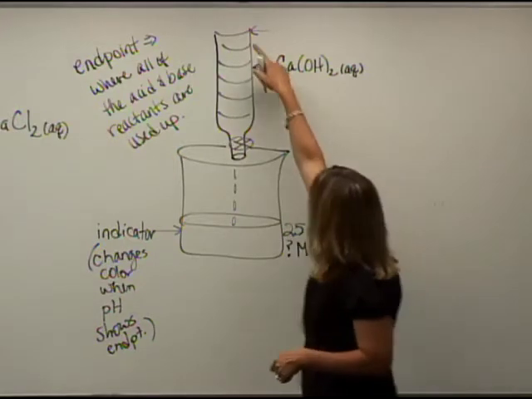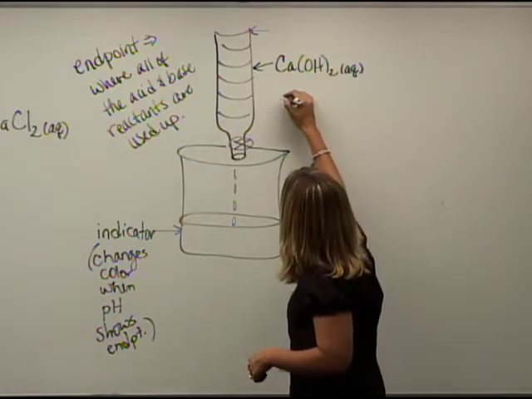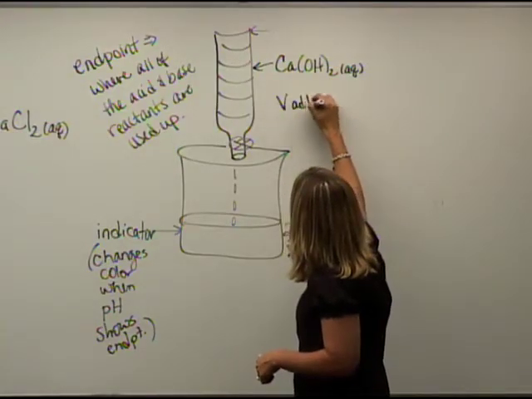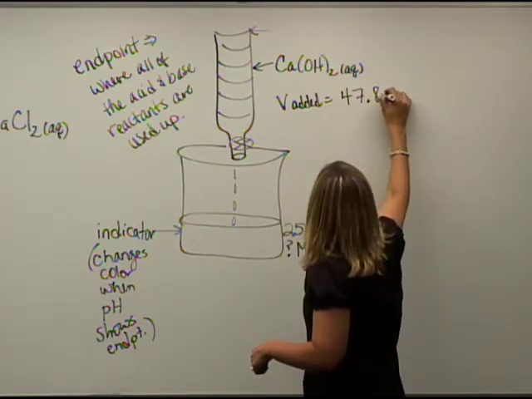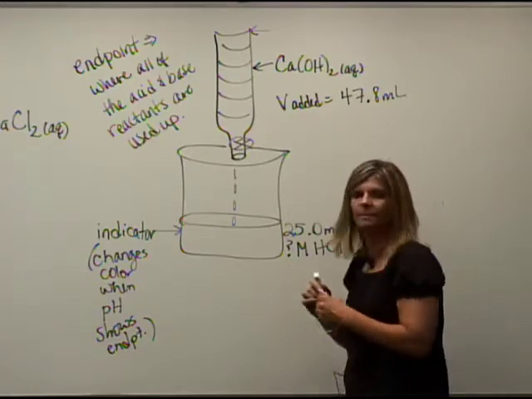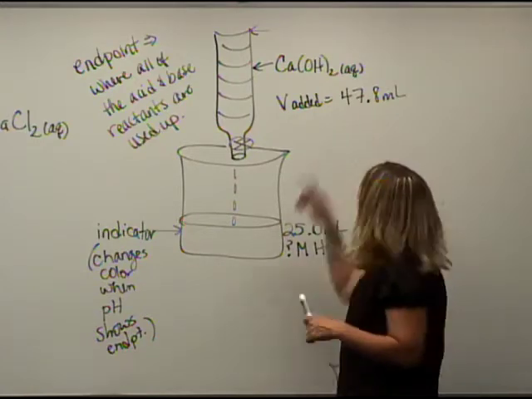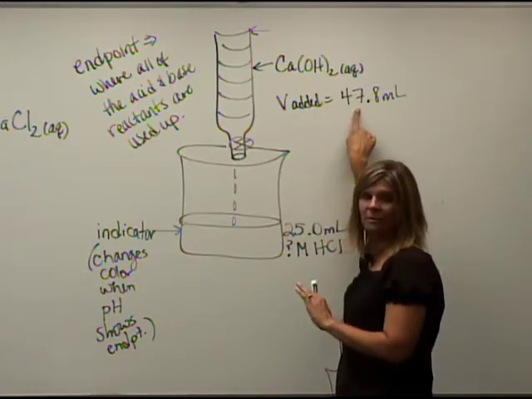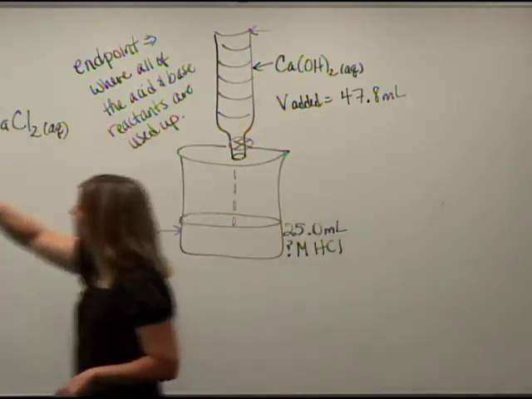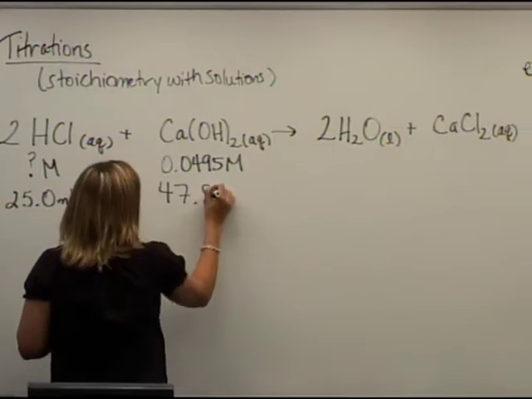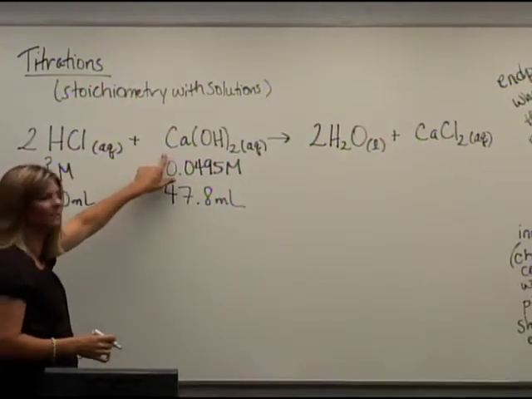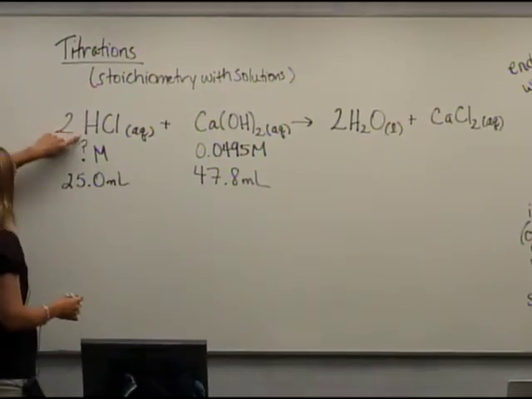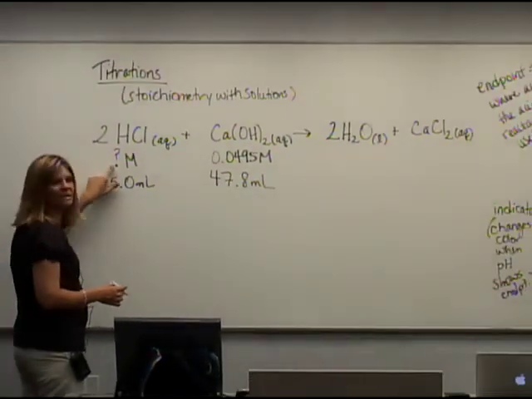And let's say we look on our burette and we measure the volume added to be 47.8 milliliters right at the end point. So I'm going to take this value, again it's experimentally determined, and I'm going to move that over here because I know I used 47.8 milliliters of this concentration calcium hydroxide solution to exactly react with 25 milliliters of this HCl solution.